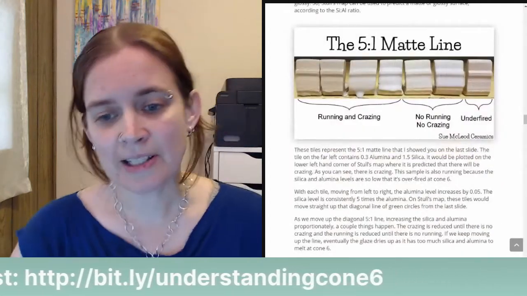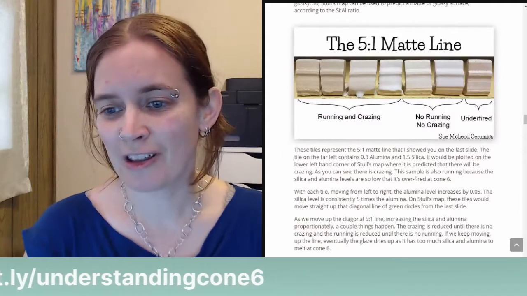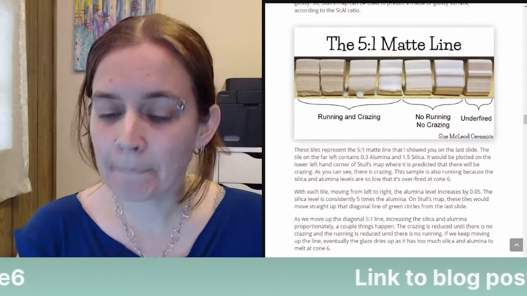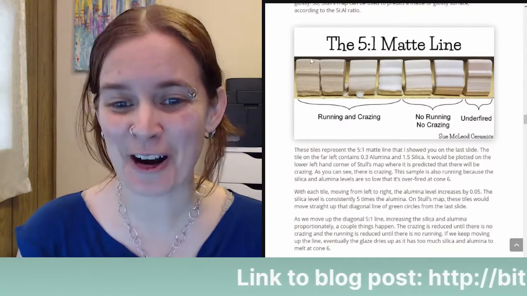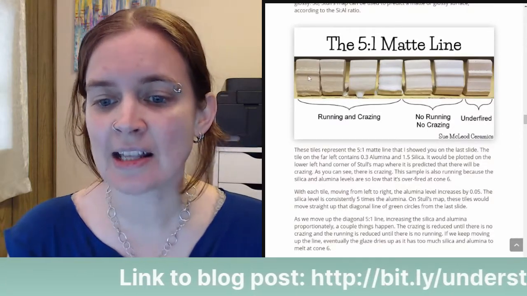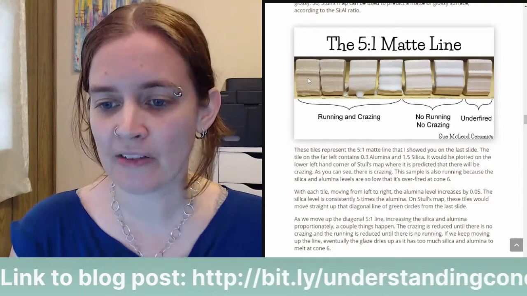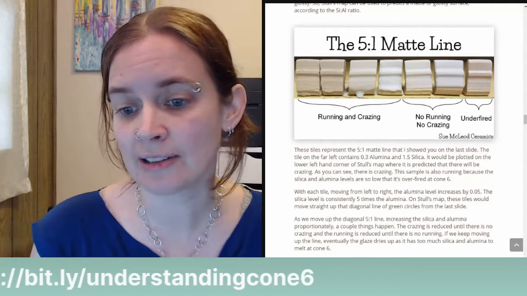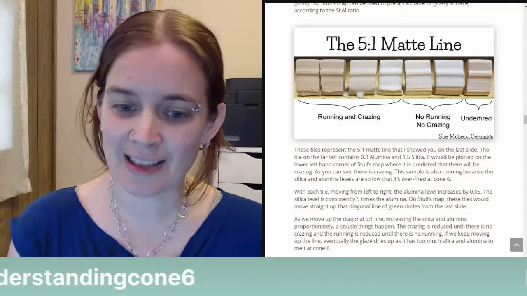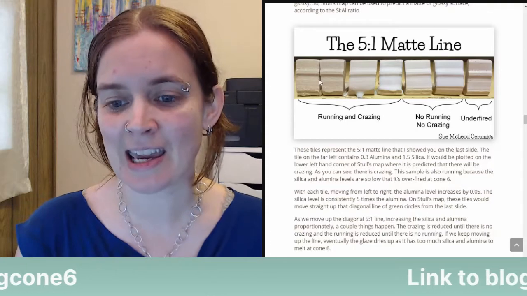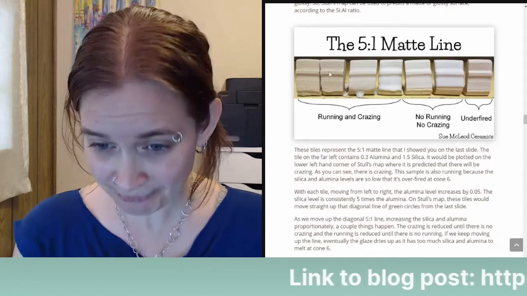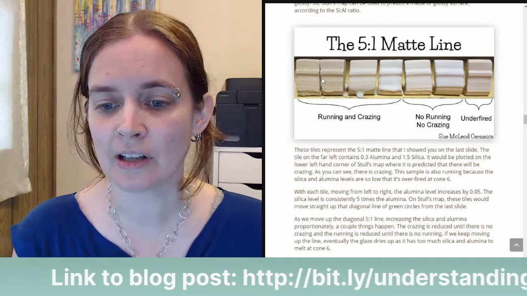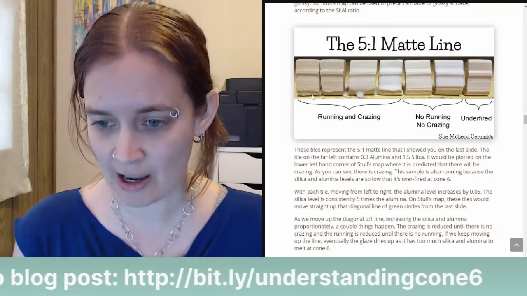These tiles represent the 5:1 matte line that I showed you on the last slide. The tile on the far left, so this tile here, contains 0.3 alumina and 1.5 silica. It would be plotted on the lower left-hand corner of Stull's map, where it is predicted that there will be crazing. As you can see, there is crazing. This sample is also running because the silica and alumina levels are so low that it's overfired at cone 6.